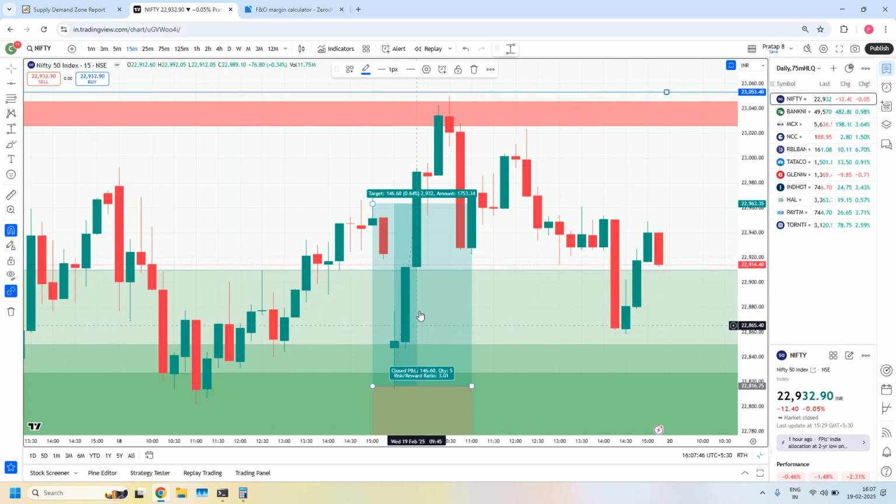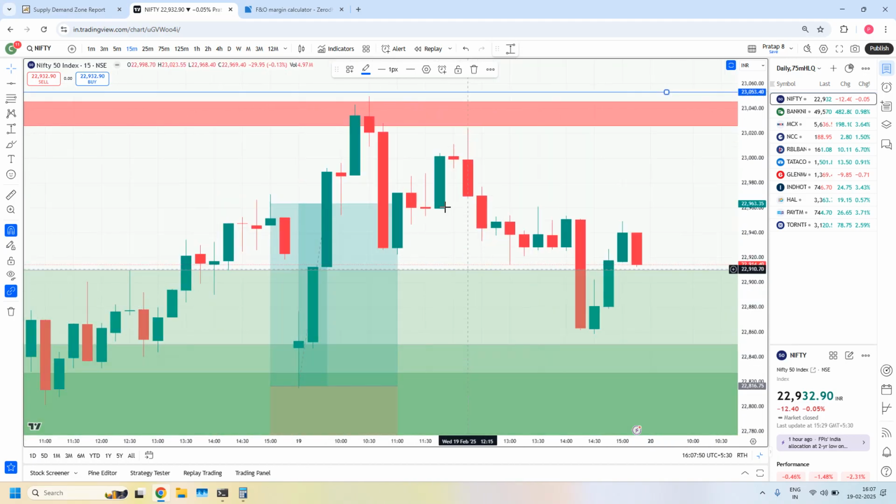But this is violated. There is no 15 minutes demand zone. But this is the 15 minutes demand zone, created here after you took the trade. If that is the case, you have to exit in this zone.